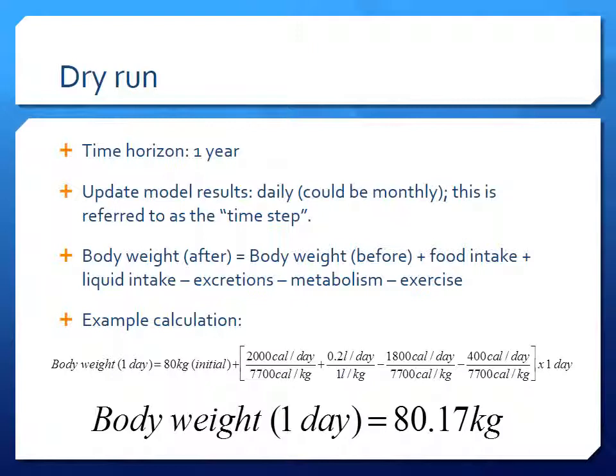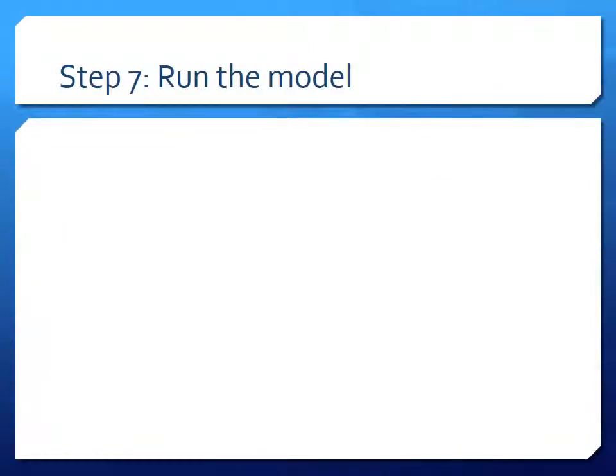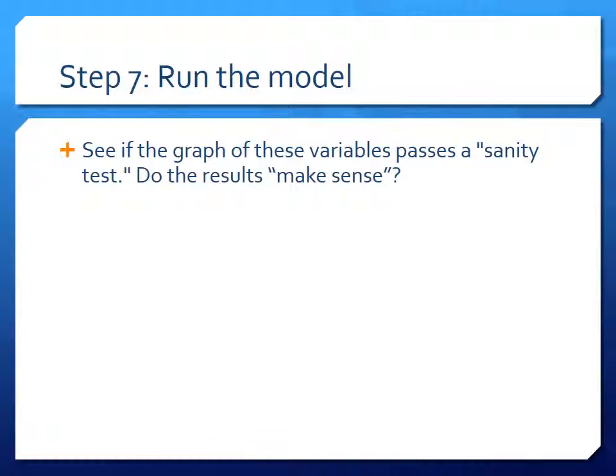If I had received the final result of 90 or 65 kilograms, I'd say there's no way this can happen over a day. There's something wrong, and then you go back and look at your parameters or at your model and see what's going on. But so far, this looks reasonable. So then we go ahead and run the model, okay? And you graph the results and you see if these results make sense.